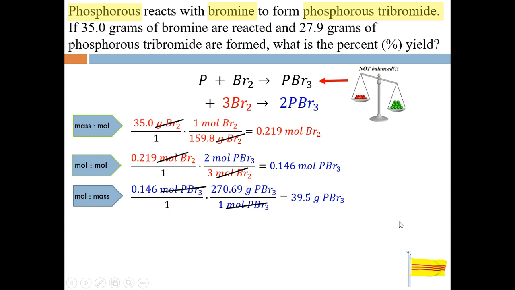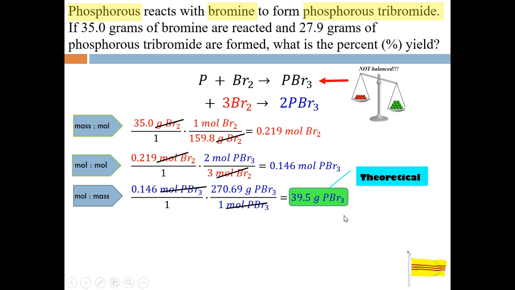Again, it's important that you understand what you solve for and not just memorize this stuff. Okay, I just found how much should have been produced. So if you gave me 35 grams of bromine in this particular reaction, I should expect to get 39.5 grams of PBr3. So this is what I should be getting, which implies that this is the theoretical value. Should, theoretical, same thing. However, the problem says that you didn't get 39.5 grams of PBr3. You did the reaction and you measured your product and you only got 27.9 grams, which means you didn't get what you expect.